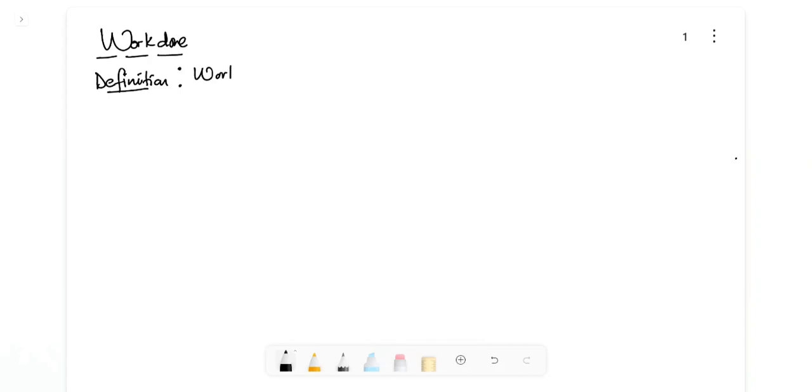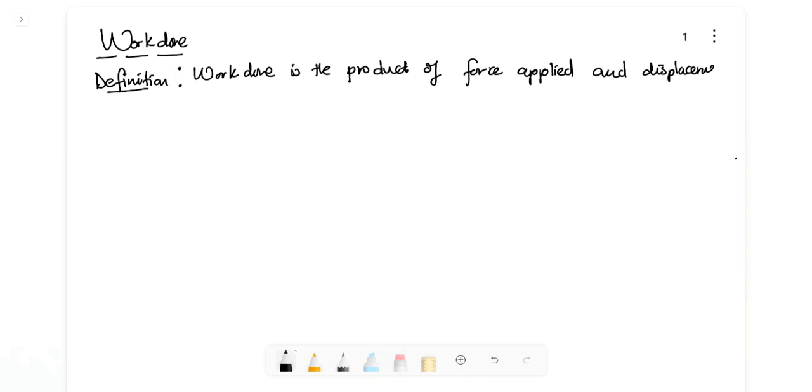So work done is the product of force applied and displacement in the direction of the force. And someone might wonder why I'm using the word displacement.